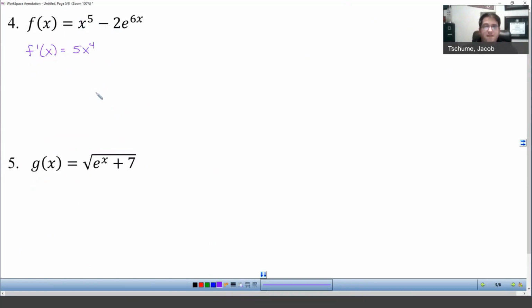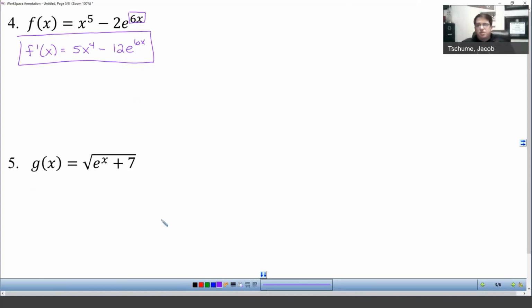So that would be 5x to the 4th minus, here's that e derivative again. Remember, you take the derivative of your power, which is 6x. The derivative of that is 6. When you bring it to the front, that 2 is already there, so you multiply them together. The derivative, which is 6, times this 2 would give you 12, and then you bring down your e, which is e to the 6x. That is your derivative of this function.